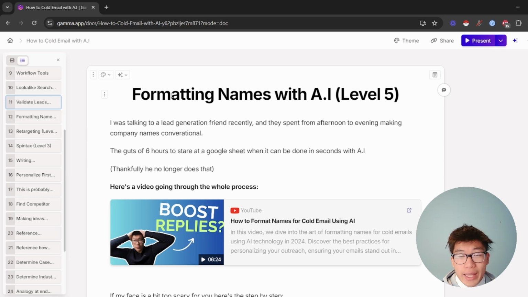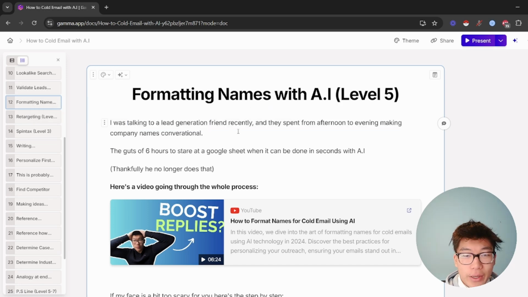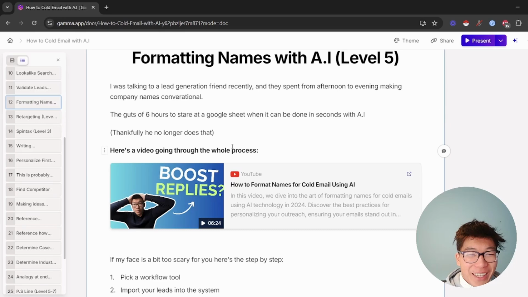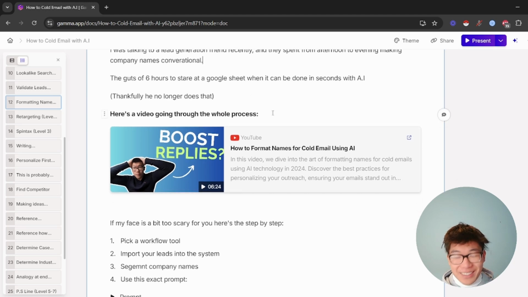So formatting names with AI. This is level 5. You should be fine. This is fairly easy. I was talking to a lead generation friend recently, and they spend from afternoon to evening making company names conversational. Basically, six hours in Google Sheets, when it can be done with AI in a couple of seconds. And thankfully, he no longer does that. I helped him.